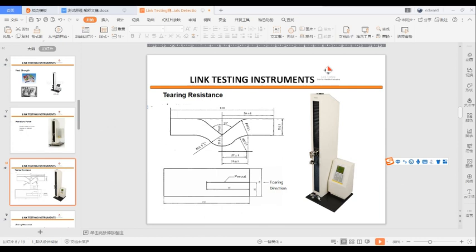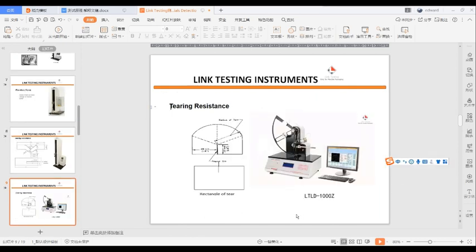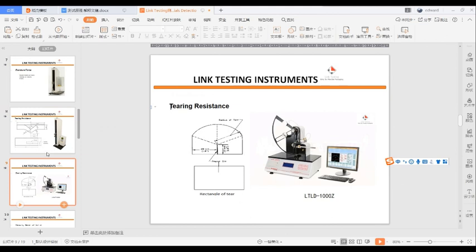I must mention again, all of our testers are produced following different standards. So based on the different standards, we have different proposals for our customers. If you get any requirements from your customers, you must confirm what standards they follow, and then we will give you the solution to solve the problems. Okay, next one. Tearing resistance. You can say it's the same, right? It's the same.